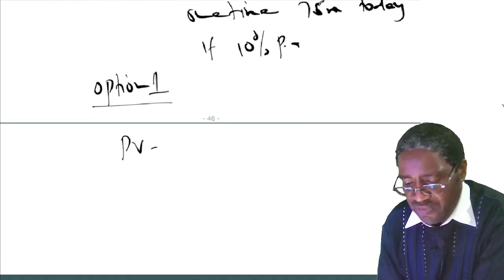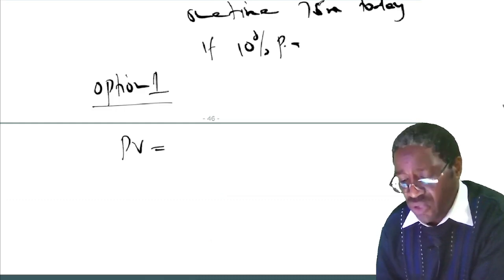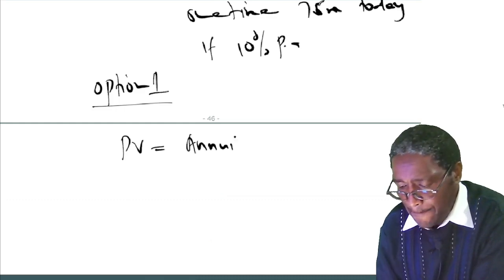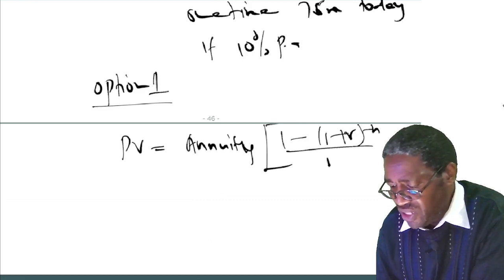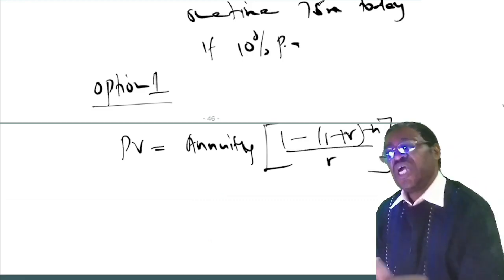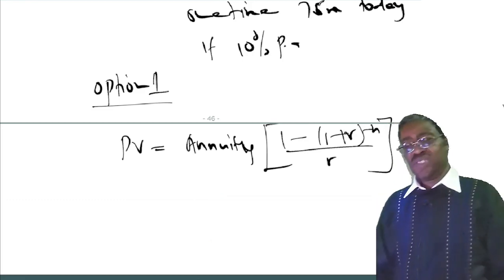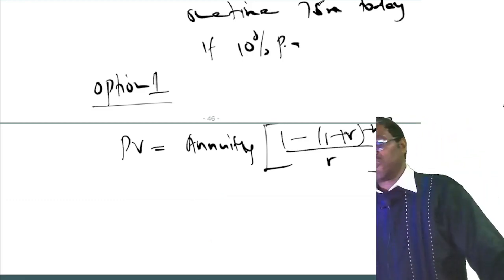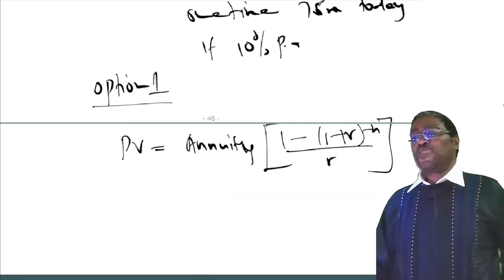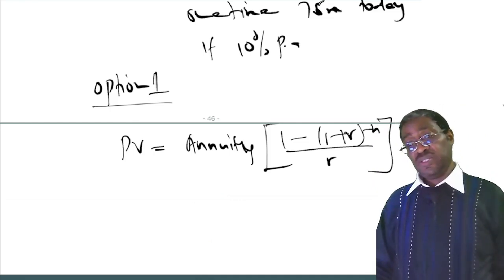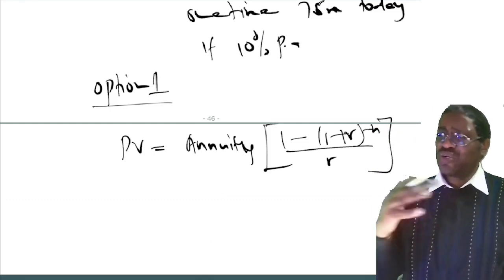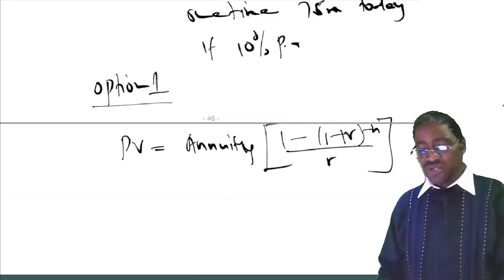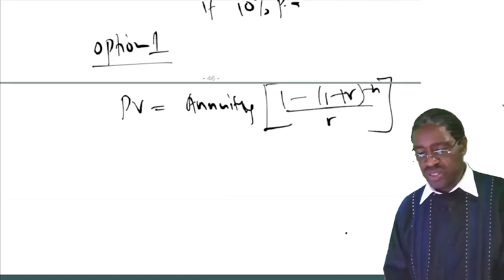Then you come and see your present value equals annuity into 1 plus r to the power of negative n, everything divided by r. You will be getting 25 million annuities at the end of each year for the next 4 years. So you want to know what is the present value of those 25 million, 25 million, 25 million every year. So let's put in the figures now.